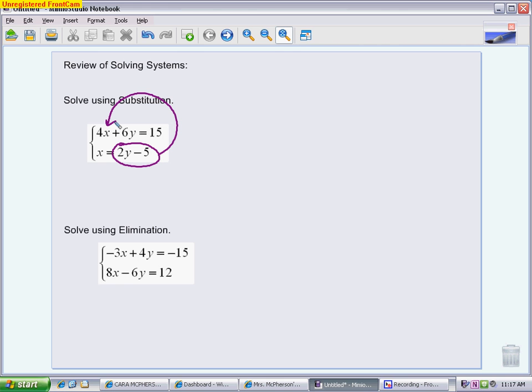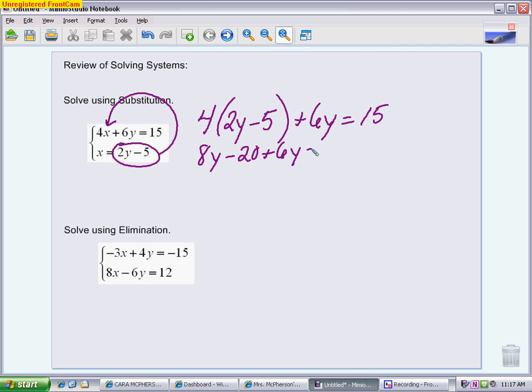So I like to circle what I'm substituting, and then I like to draw an arrow to where I'm putting that. So what I have when I make that replacement is I have a 4, and then in parentheses, 2y minus 5. You want to take what you put in and keep it together in parentheses. Plus 6y equals 15. Distribute the 4. You get 8y minus 20 plus 6y equals 15. Combine your like terms, so 8y and 6y is 14y minus 20 equals 15. Add 20 to both sides. 14y equals 35.